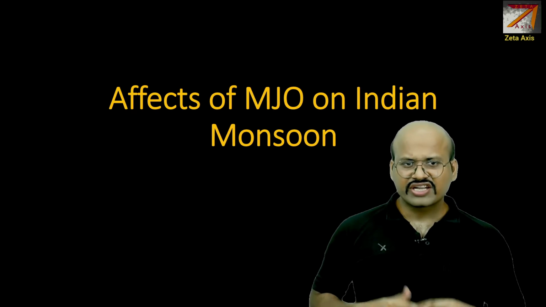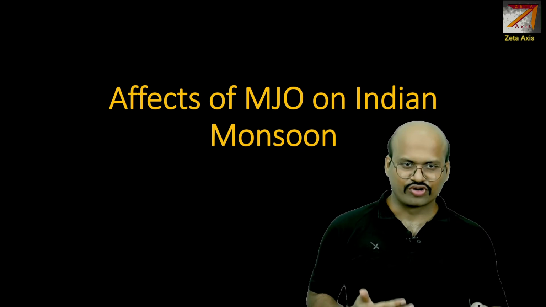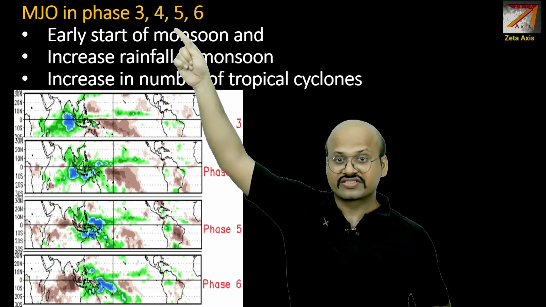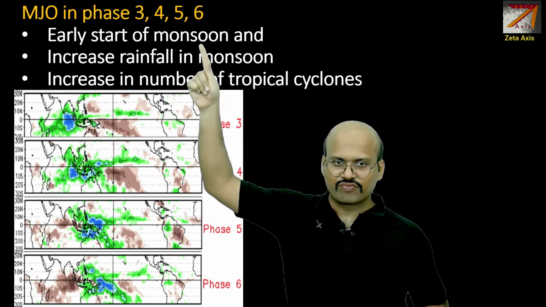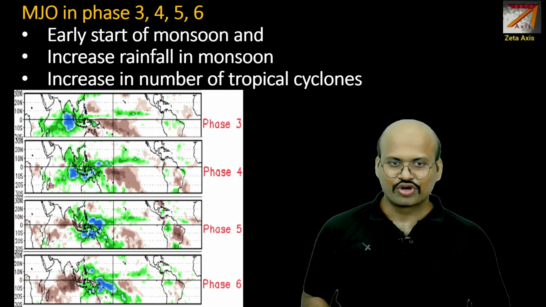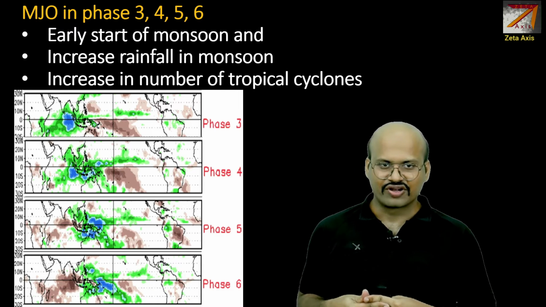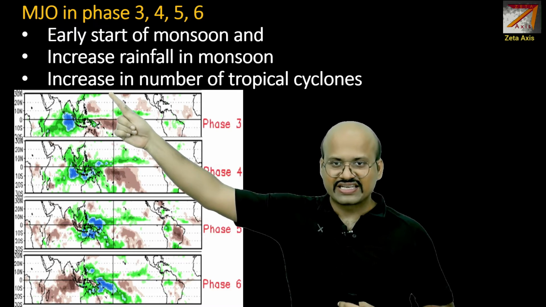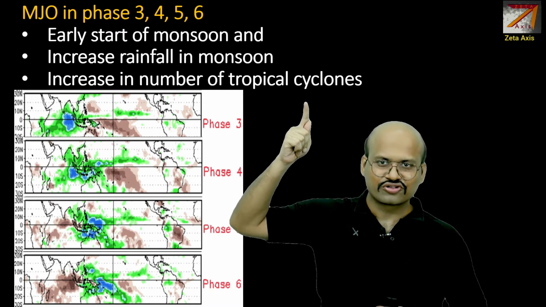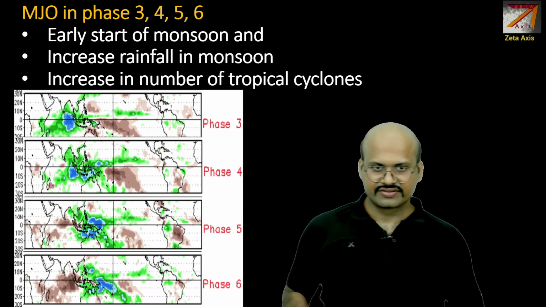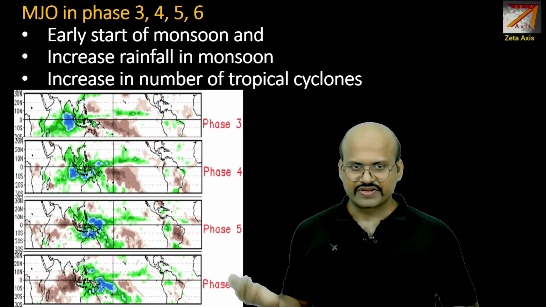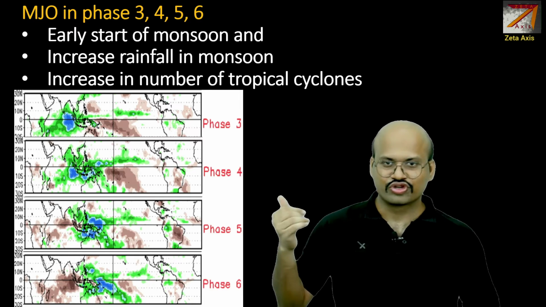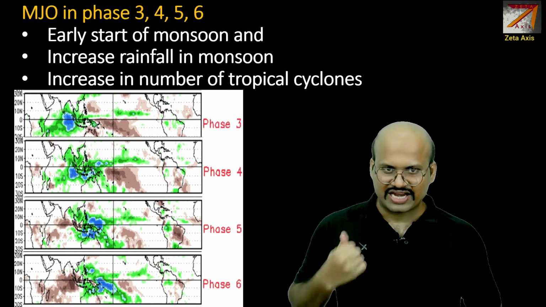Now let's summarize the effects of MJO on the Indian monsoon. So we have already seen that when the MJO is in phase 3, 4, 5, 6, there is an early start of monsoon. So the monsoon will start earlier because it enhances the amount of rainfall in the Indian subcontinent. There is an increase in rainfall in monsoons, and an increase in the number of tropical cyclones also occurs during these phases. We have seen in the previous slide that there is an increase in the number of tropical cyclones when the MJO is in phase 2 as well. So include that too in this.